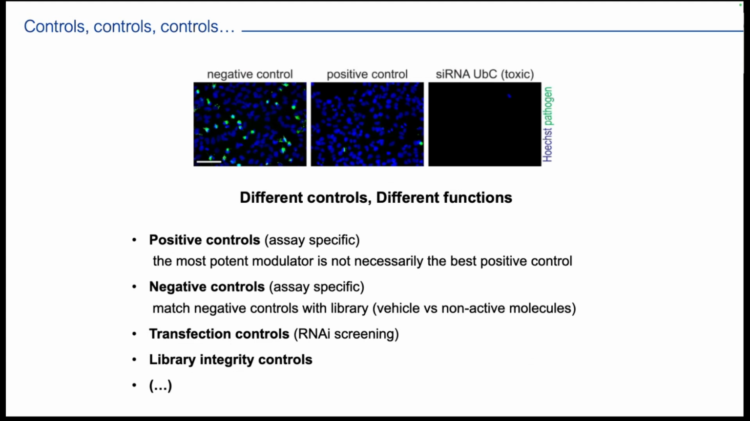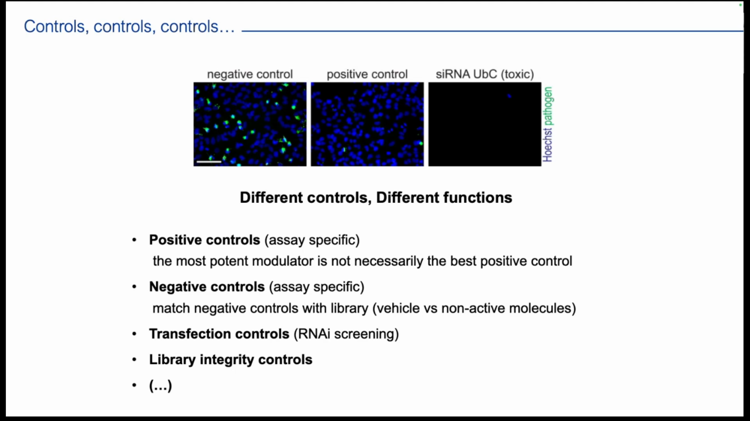And then controls, right? So in all plates, we put different types of controls. Positive controls that give us the phenotype that we want. Negative controls, that should be as neutral as possible. And we also use, in the case of when we do transfection, controls to make sure that if we don't see an effect, it's not because the transfection didn't work. It's because there's no effect, right?